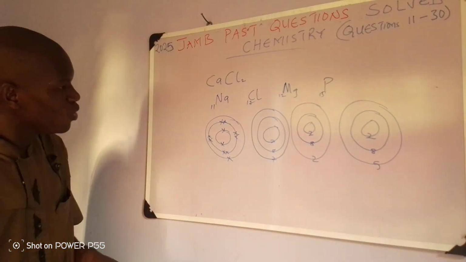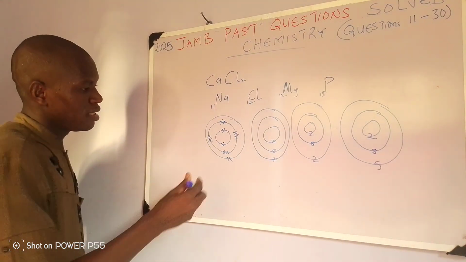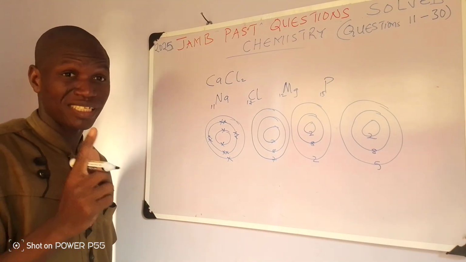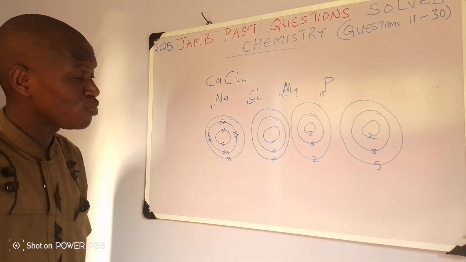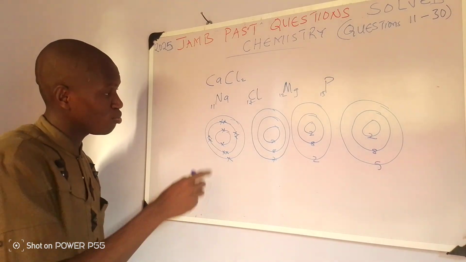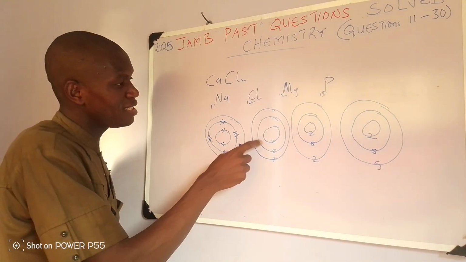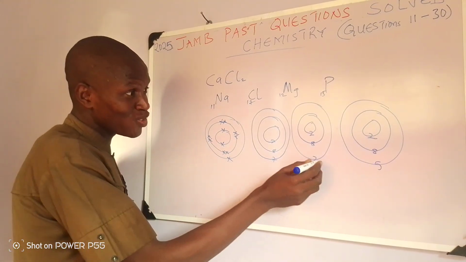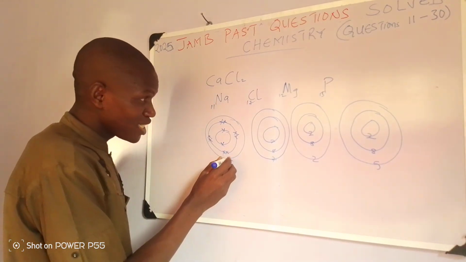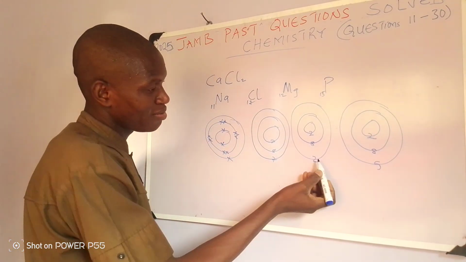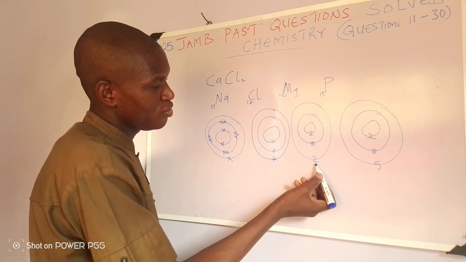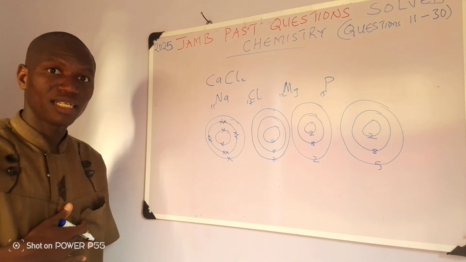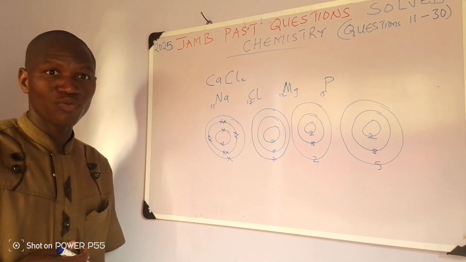Okay, now look at this. So they belong to the same period. That's the first thing you should note. What does it mean to belong to the same period? All of them have three shells, but the number of outermost electrons differ. Whereas sodium has only one, chlorine has 7, this has 2, and the other one has 5. So which one do you think will be smaller?